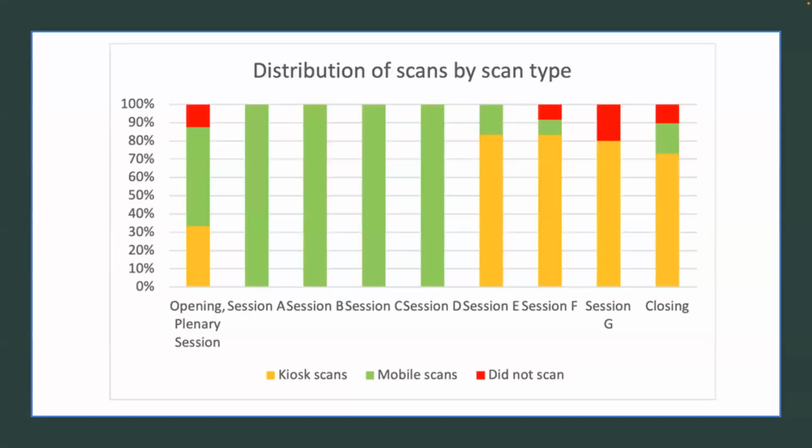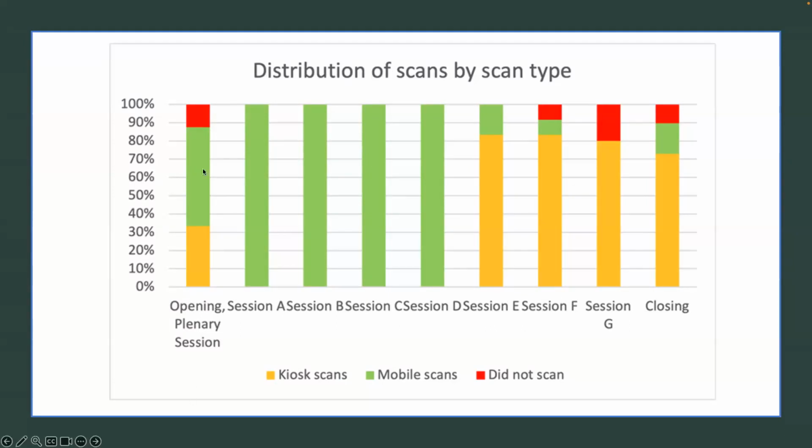So I would like to basically go over this chart for a little bit. I just want to point out on sessions A, B, C, and D, there were no kiosks available, so 100% of scans were made by smartphones. And the key point here is where smartphones were used and kiosks were not available, there were no missed scans. So 100% of attendees were scanned and their attendance was recorded.